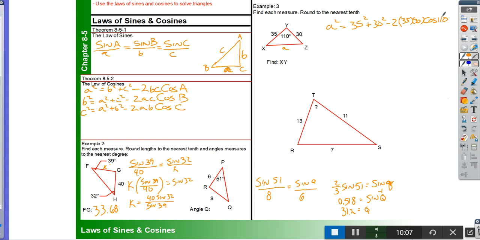110. And so this is actually a pretty straightforward problem. 35 squared is 1,225 plus 900 minus, well, 2 times 30 is 60. 60 times 35 is 2,100. And the cosine of 110 is negative 0.342.